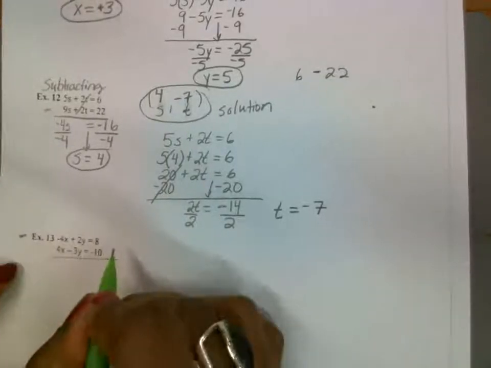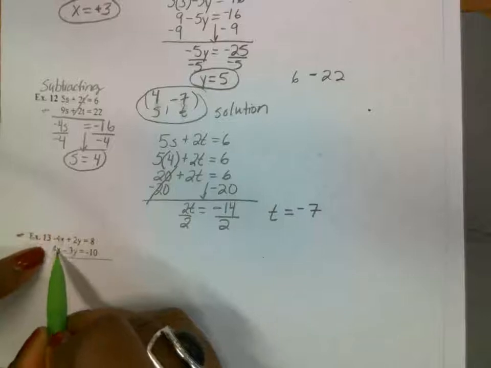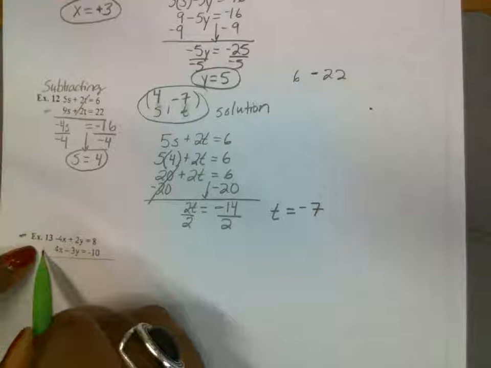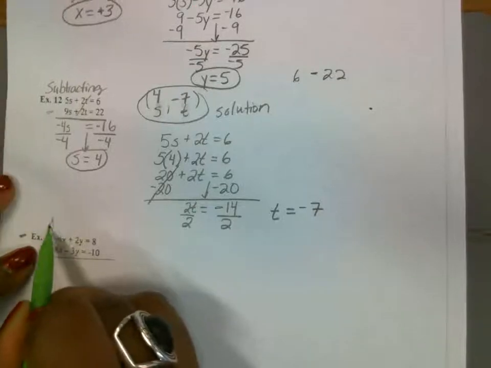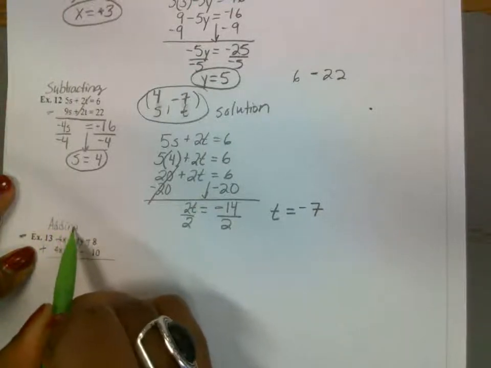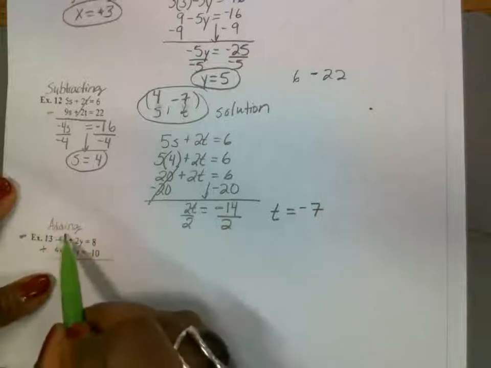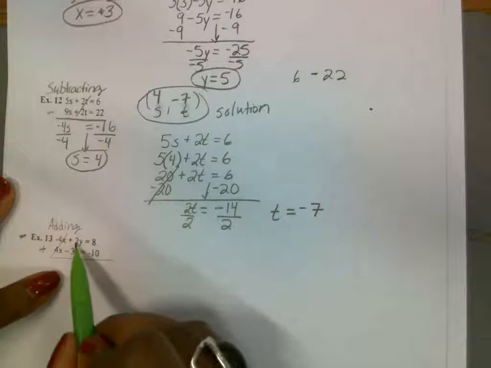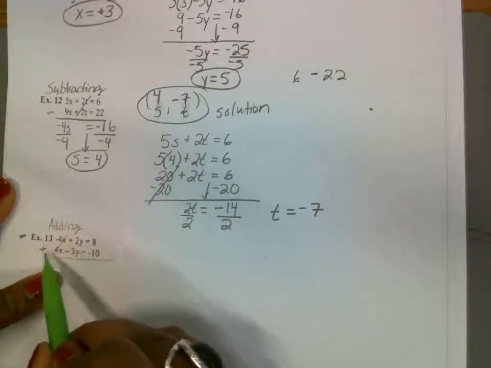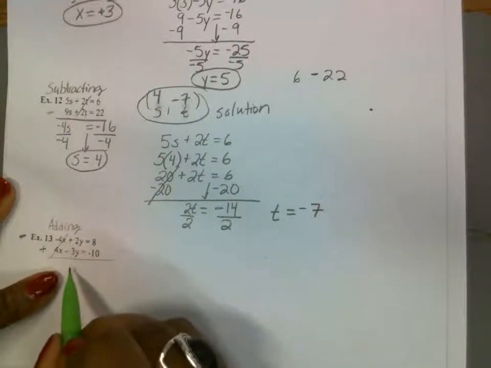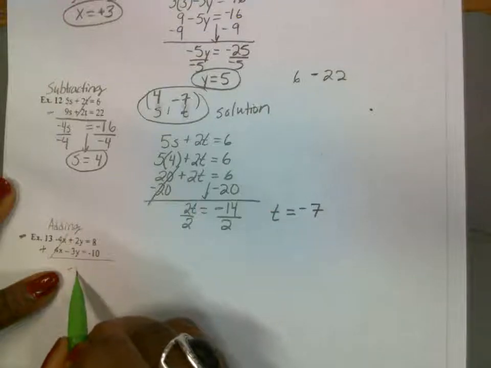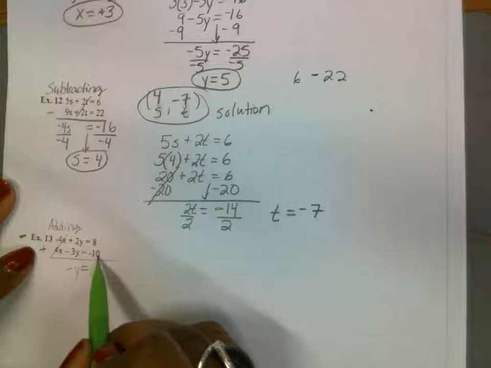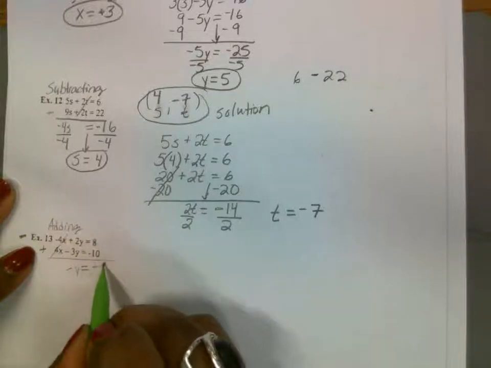All right, so here, if I add negative 4x to a positive 4x, that is going to give me 0. So I'm going to use adding to eliminate the x's. So again, this is gone. When I added those, it gives me 0. Then I have 2y plus a negative 3y, which gives me a negative 1y. Okay. Then I add 8 plus a negative 10. That gives me a negative 2.